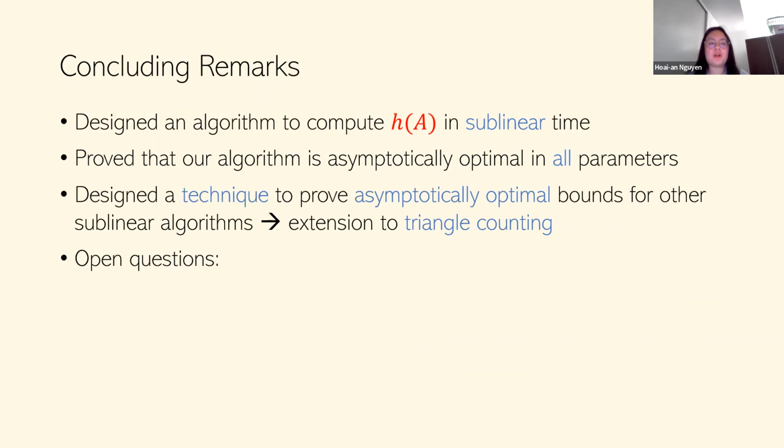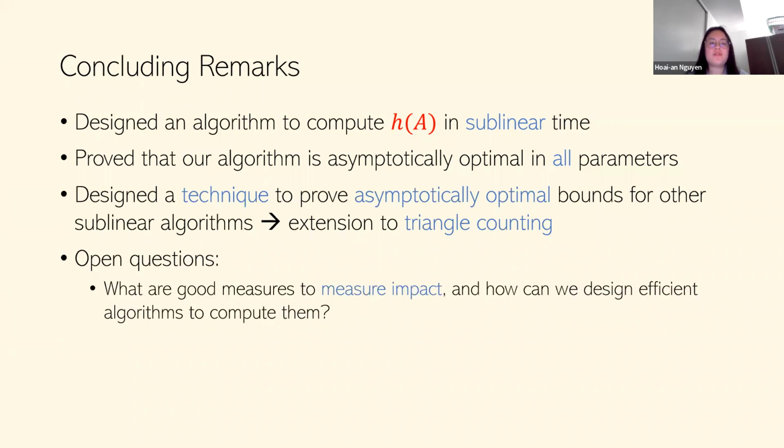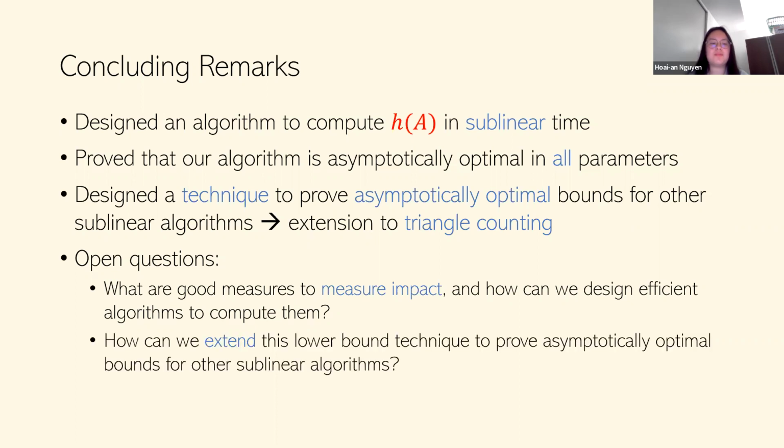And just some open questions. So the first is, what are some good measures to measure impact? And also what makes a good measure a good measure? And then how can we design efficient algorithms to compute them? And second, how can we extend this lower bound technique to prove asymptotically optimal bounds for other sublinear algorithms?